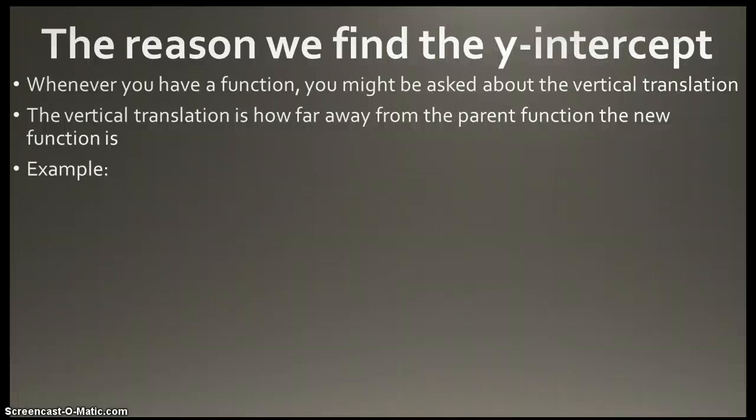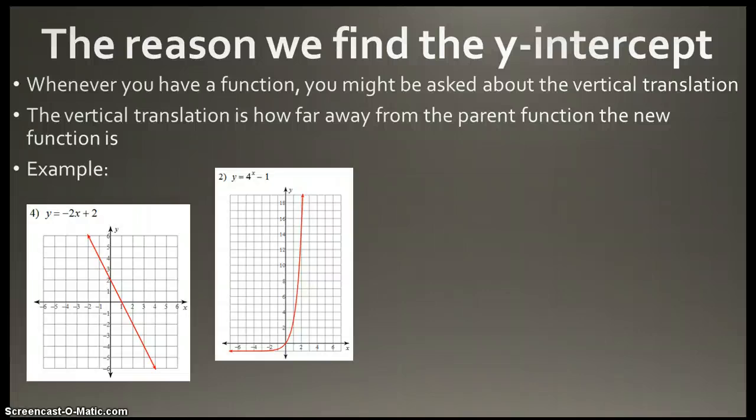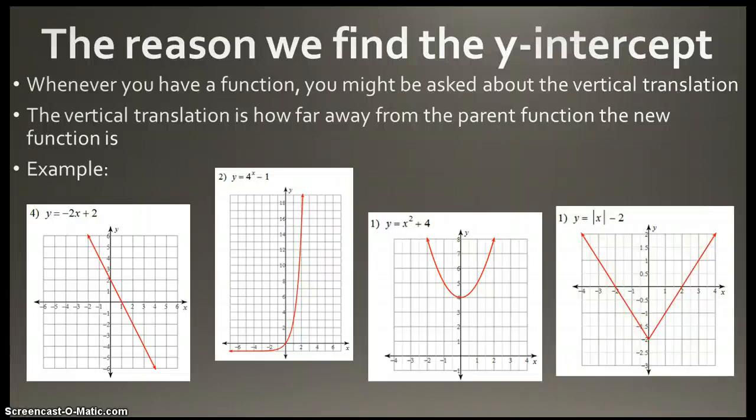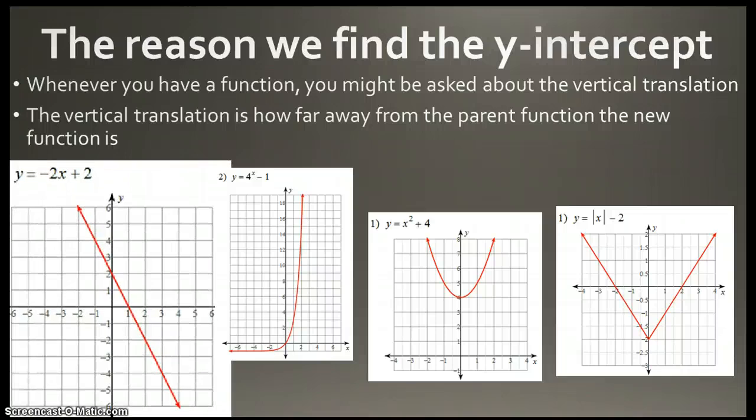The reason why we find the y-intercept is so we can look at vertical translations. If we look at these different graphs, we want to see how far away the parent function is from the new function. So if we look at this first one, the linear function, the y-intercept of the parent function was 0, so we're going to start at 0, and to get to our new function, we're going up 2. So the vertical translation is 2 units up. You can also see this in the equation. It says plus 2, which means you're going up 2 units.